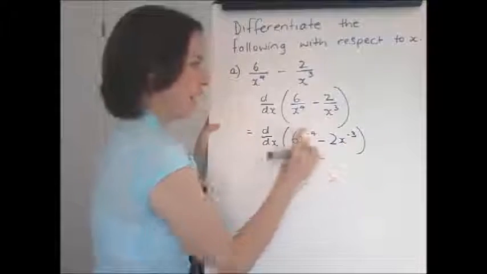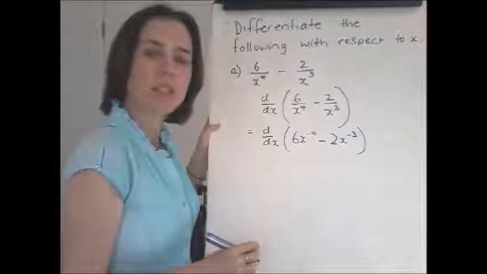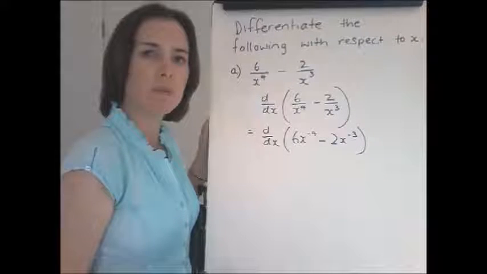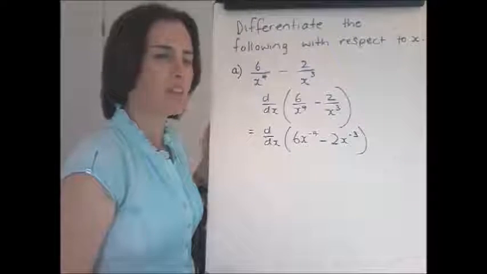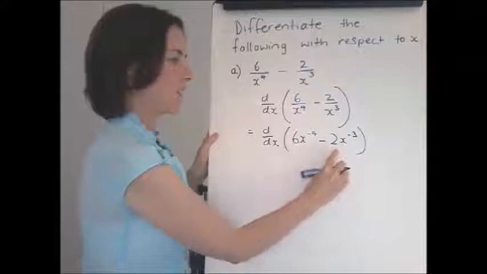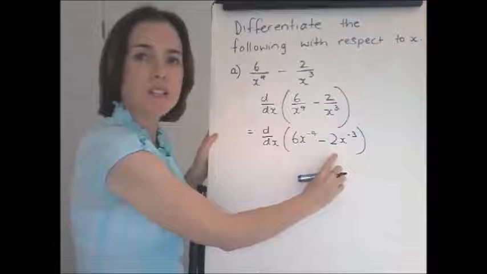If I realise that these can be expressed with x as negative powers, and I rewrite them in that form, it makes it a lot easier to differentiate. And that's what I've done on this line. 6x to the negative 4 minus 2x to the negative 3.